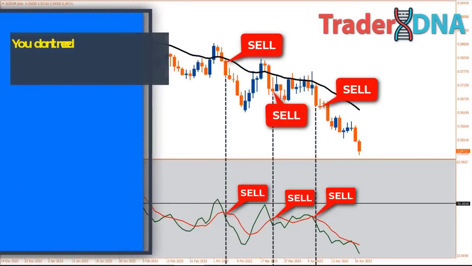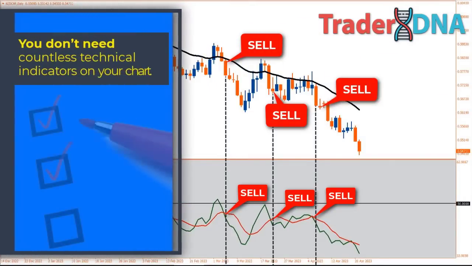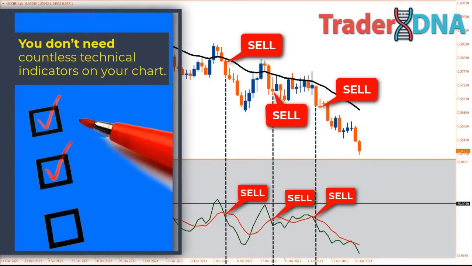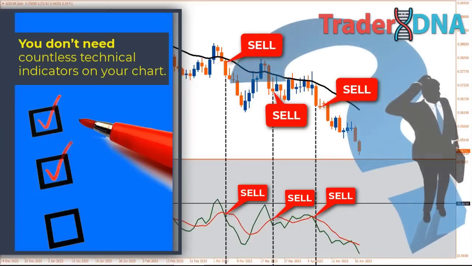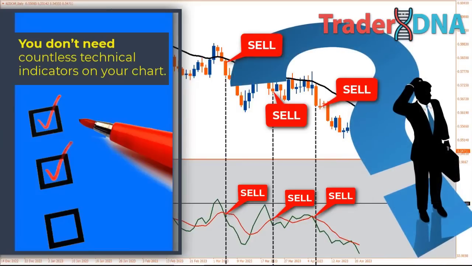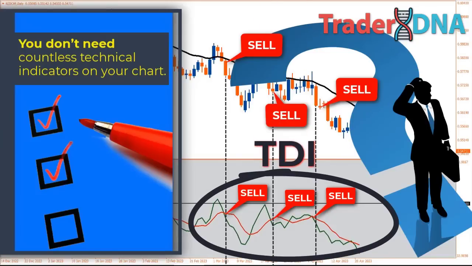You don't need countless technical indicators on your chart. You may be thinking that when all these indicators line up, it must be good. More often than not, there are indicators going every direction, leaving you more confused than you were without them. You need to focus on market sentiment. When price and market sentiment move together, you have a higher probability for a successful trade. There is one particular indicator that can pull and consolidate the market sentiment for you. It is called the TDI indicator.